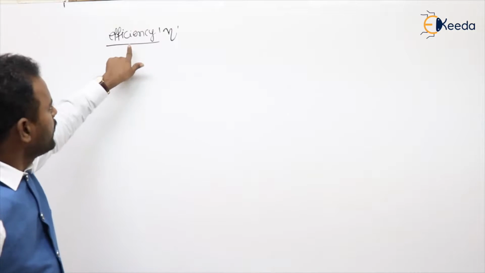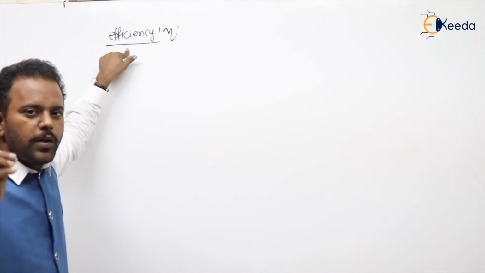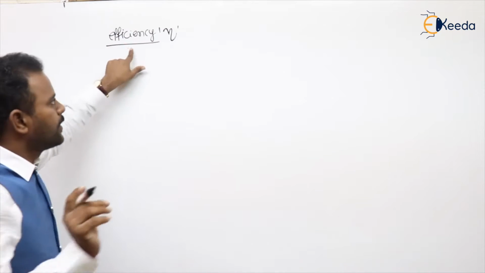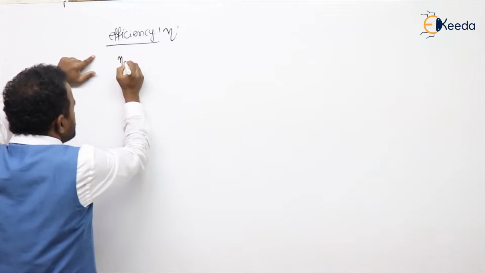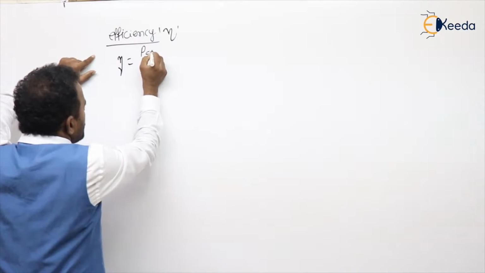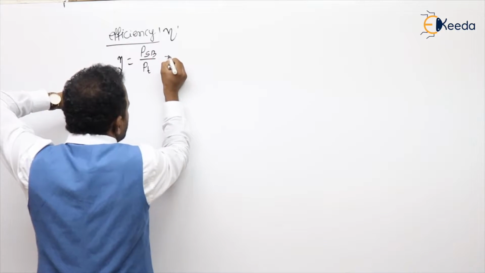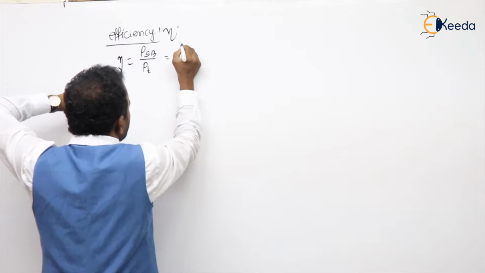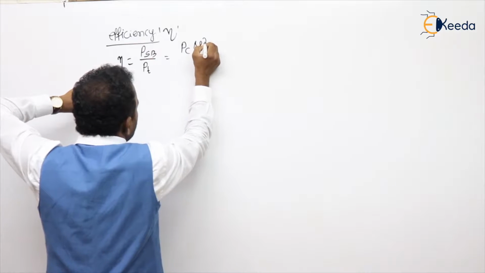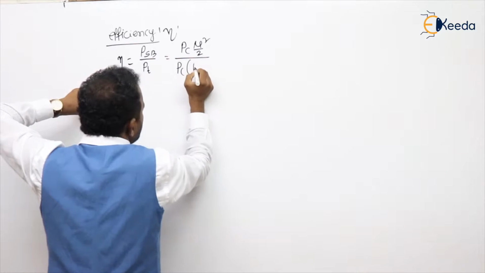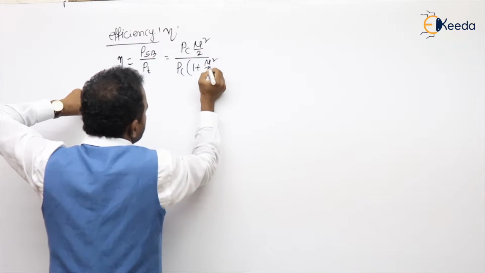Efficiency will give you the total sideband power in the total power. What is the total sideband power? Total sideband power is Pc into mu square by 2. What is the total power? Pc into 1 plus mu square by 2.